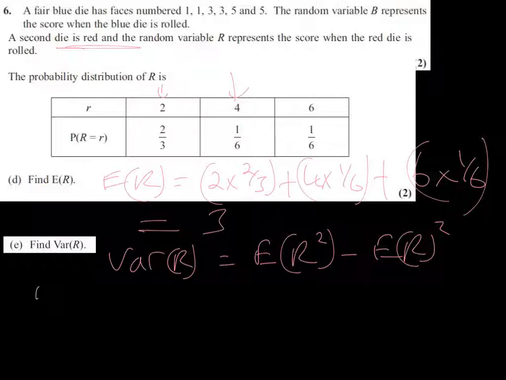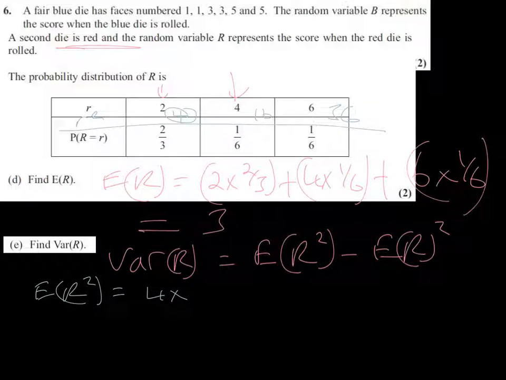If we work out the expected value of R squared, it's going to be done in exactly the same way, but let's put in another column here for R squared. So this is going to be 4, this is going to be 16, and this is going to be 36. We're now going to go through and do exactly the same thing. The first outcome we're looking at here for R squared is 4, so we're going to do 4 multiplied by the probability it occurs, which is 2/3.